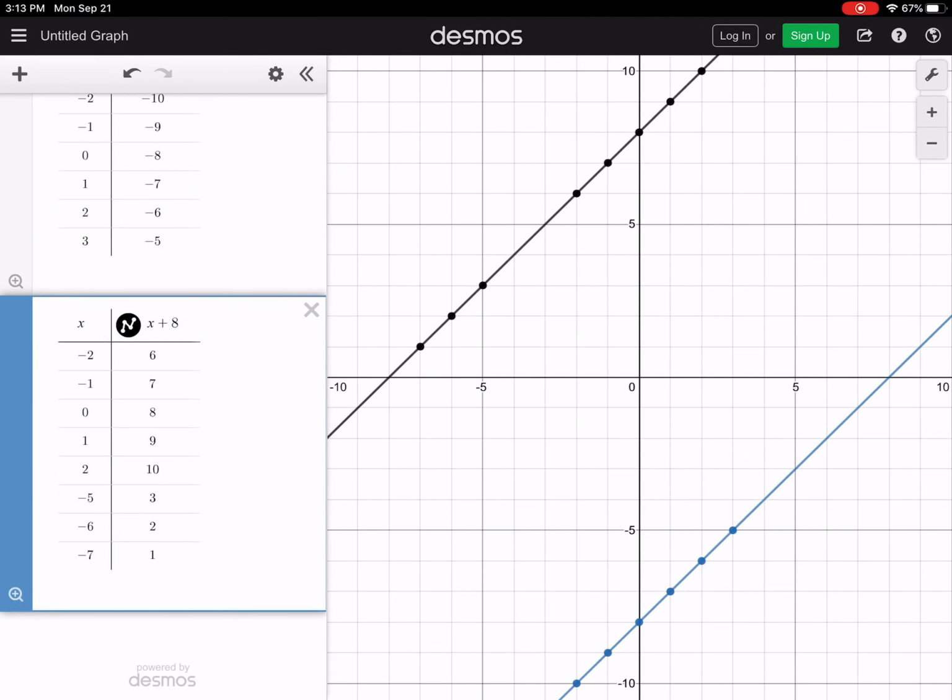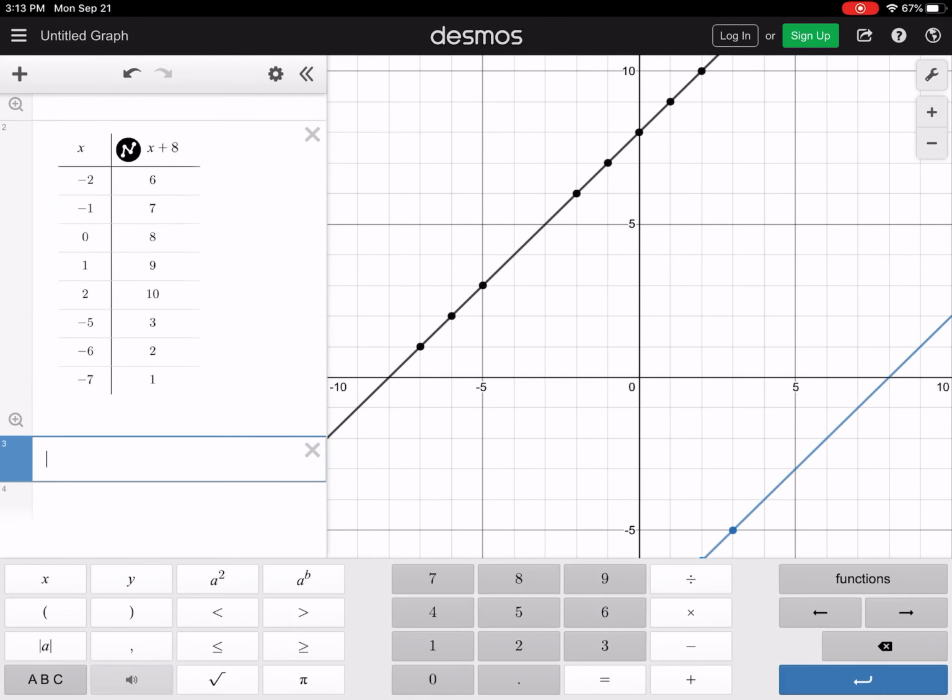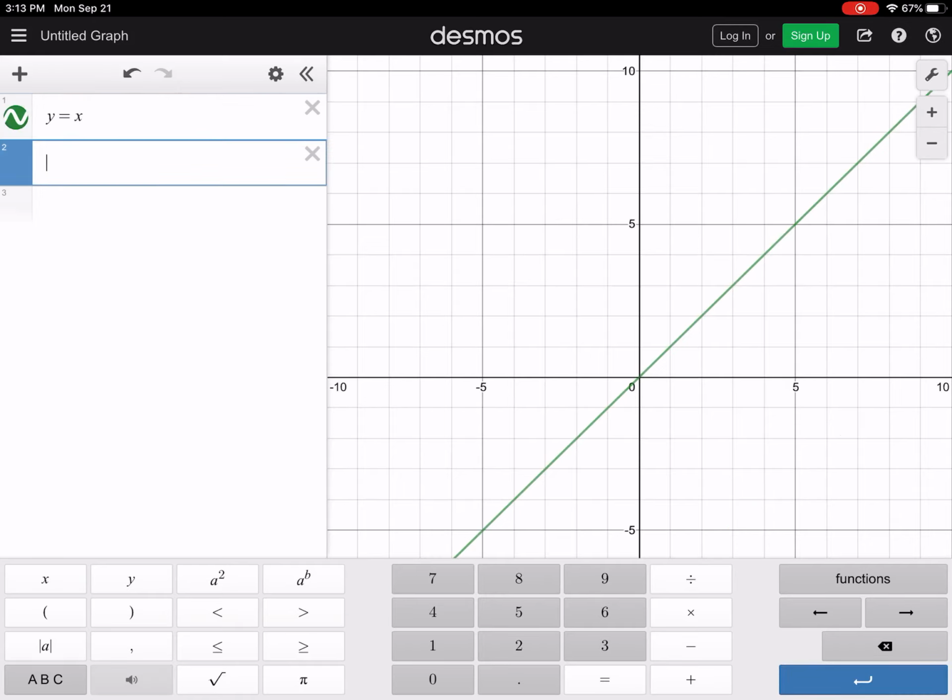Now, for you visual learners, I said it reflects across the line y equals x. So if I were to fold a sheet of graph paper along this green line, my original blue graph would overlap and touch the black graph. Okay. Lines in themselves are a little bit harder to see.